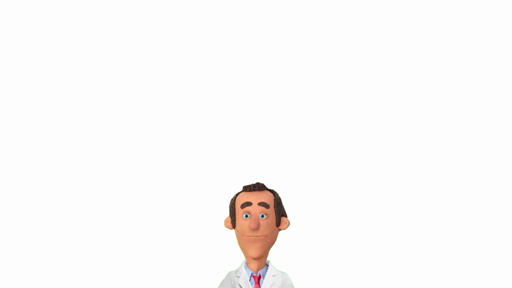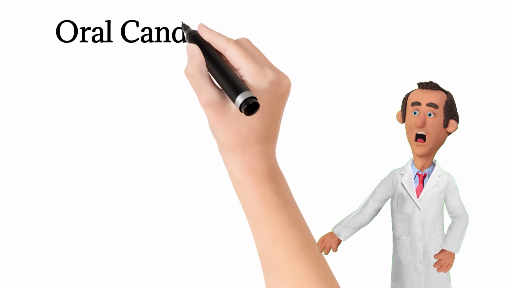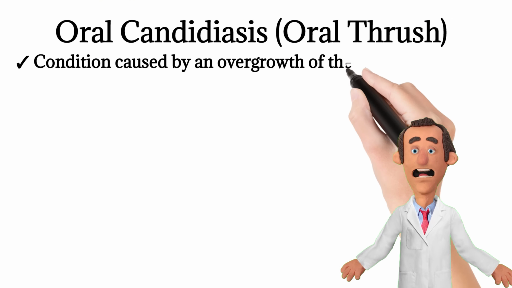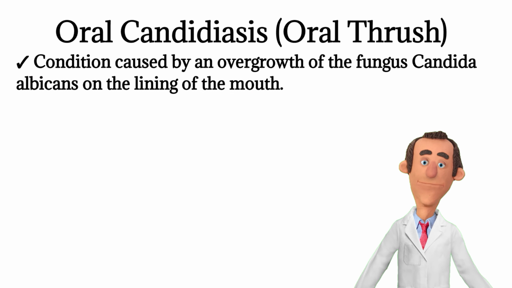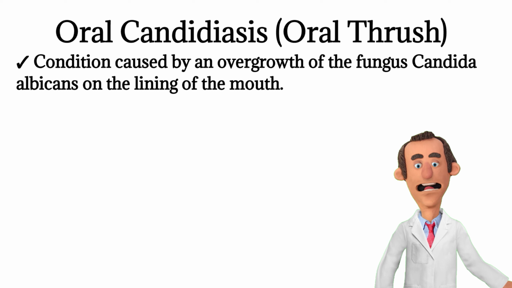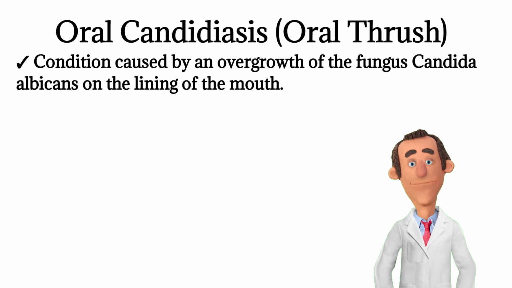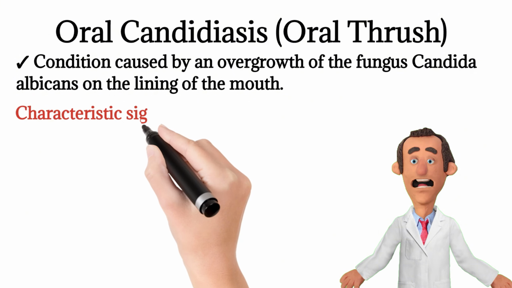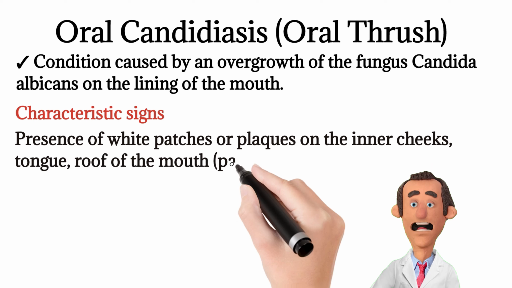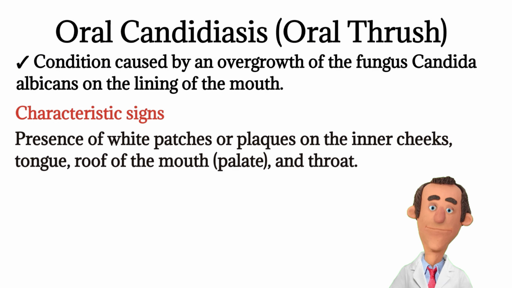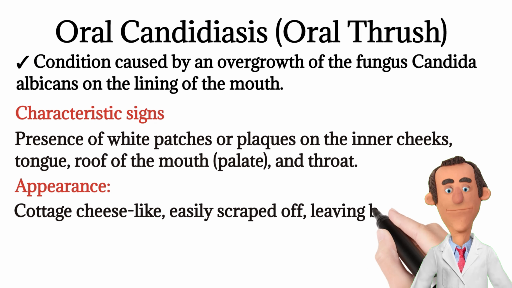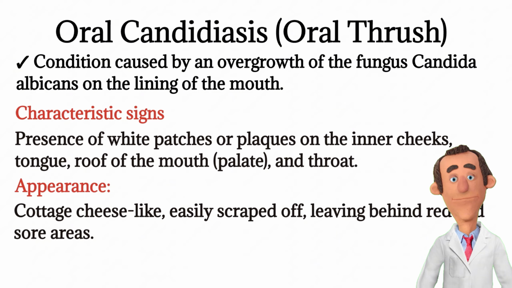Another condition we'll cover is oral candidiasis. Oral candidiasis, commonly known as thrush, is a condition caused by an overgrowth of the fungus Candida albicans on the lining of the mouth. While Candida is a normal organism present in the mouth, it can proliferate and lead to symptoms under certain conditions. The characteristic signs of oral candidiasis include the presence of white patches or plaques on the inner cheeks, tongue, roof of the mouth, palate, and throat. These patches may have a cottage cheese-like appearance and can be easily scraped off, leaving behind red and sore areas.